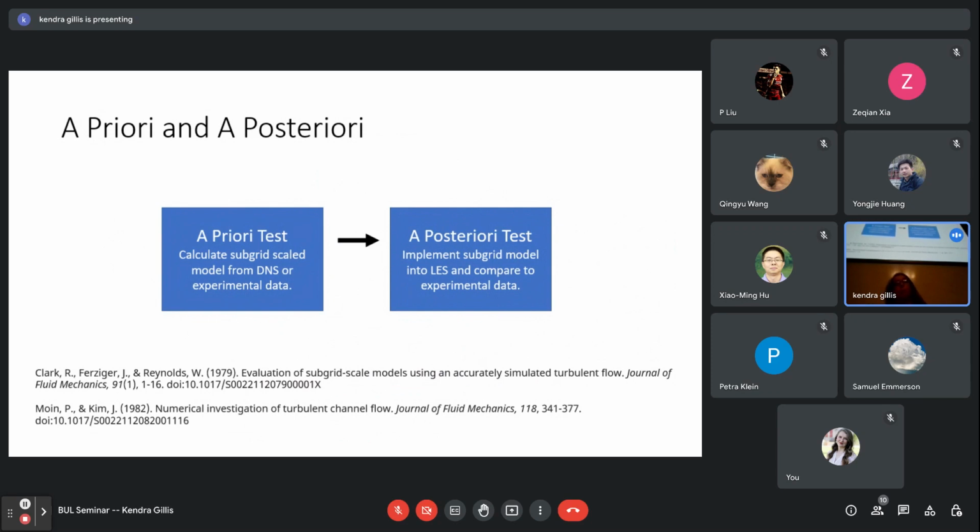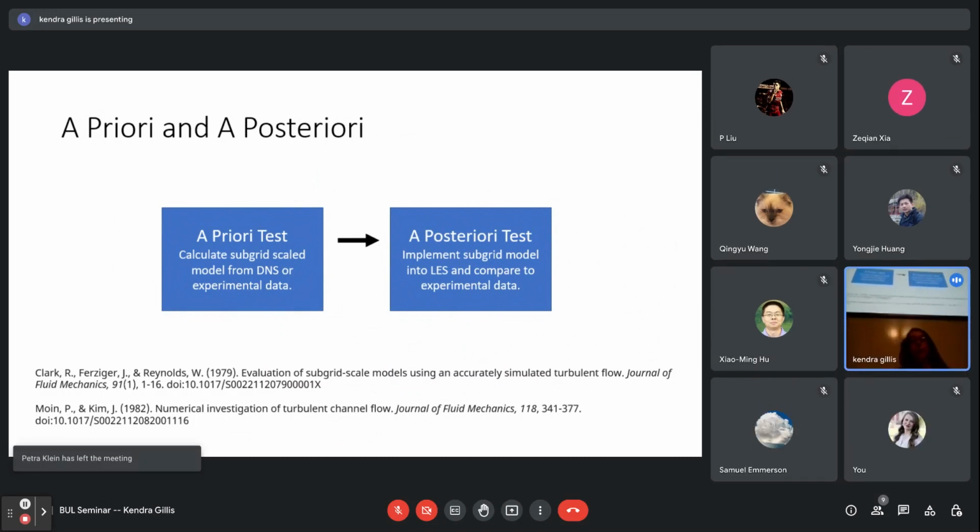And then the a posteriori test is when you put that model, that partial tau that we saw earlier on the slide, into an LES, and then you run the LES and you compare it to the data that is gathered, generally from the same wind tunnel or the same chamber. You still want it in a controlled environment because you want to be able to test how well it runs within an LES. So for our testing, we were doing a priori testing. So we were just gathering data and building tau to be put into an LES later.